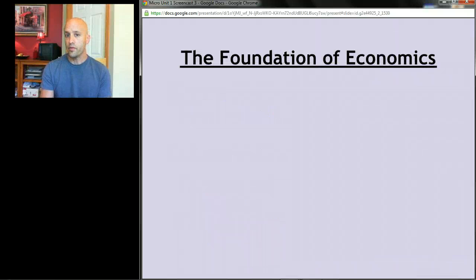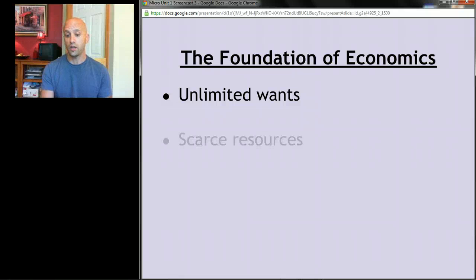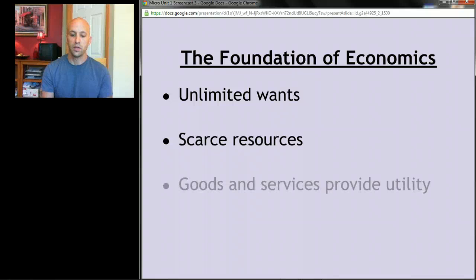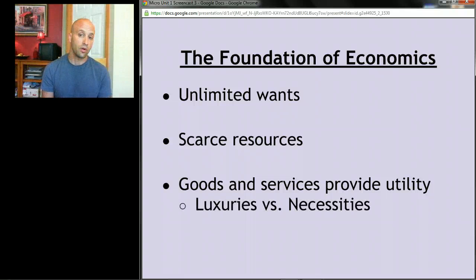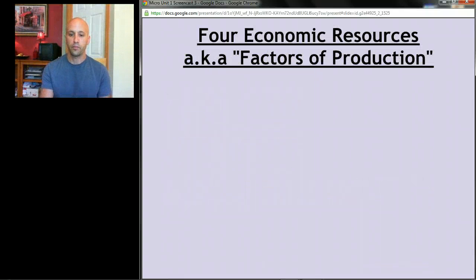All right, so a little review. The whole foundation of economics is this idea that humans have unlimited wants. There are scarce resources with which to satisfy these wants. And the idea that goods and services can provide us with utility, with happiness, whether those goods and services are luxuries or necessities, in either case, they provide us with some measure of satisfaction, benefit, pleasure. We call that utility.